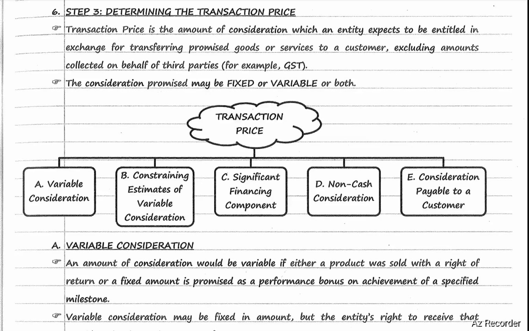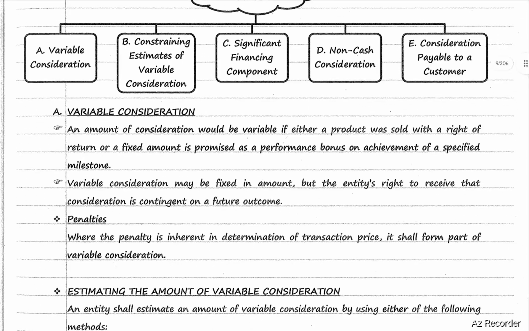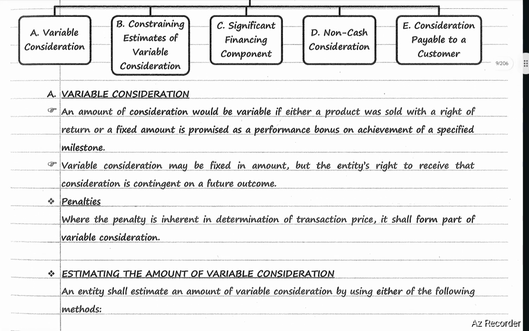That means transaction price excludes GST. So GST is not included in transaction price because GST is collected on behalf of the third party. Third party means here government. The consideration promised may be either fixed or variable or both. Transaction price includes variable consideration and fixed consideration as well. First one, let us consider variable consideration.